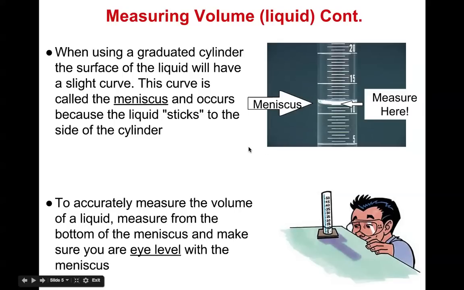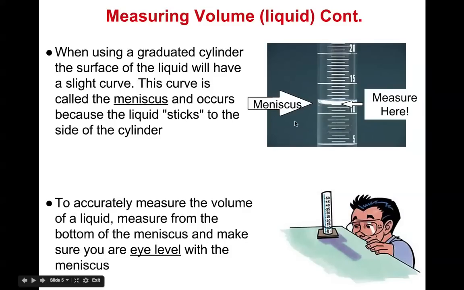In order to standardize measuring, you could measure on the left side, you can measure on the right side, you can measure the top or the bottom. So to keep everything standardized, you want to make sure that when you're using a graduated cylinder, you're always measuring the bottom of the meniscus, the lowest part.